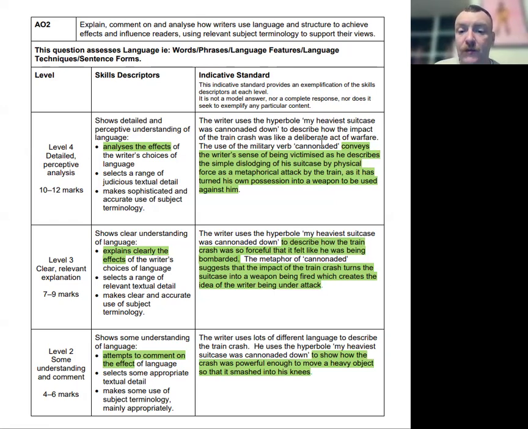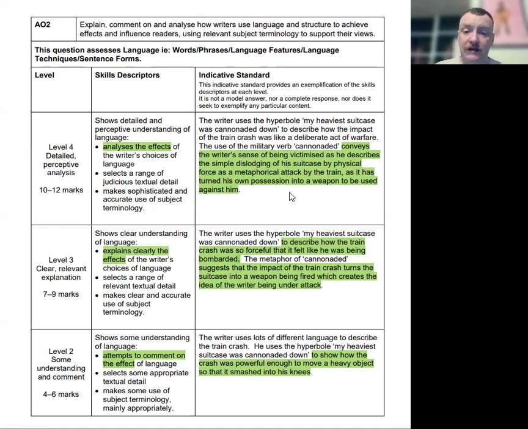The use of the military verb cannonaded conveys the writer's sense of being victimized as he describes the simple dislodging of his suitcase by physical force as a metaphorical attack by the train, as it has turned his own possessions into a weapon to be used against him. So a really excellent piece of analysis here, reflecting on the choice of vocabulary through a small group of words.